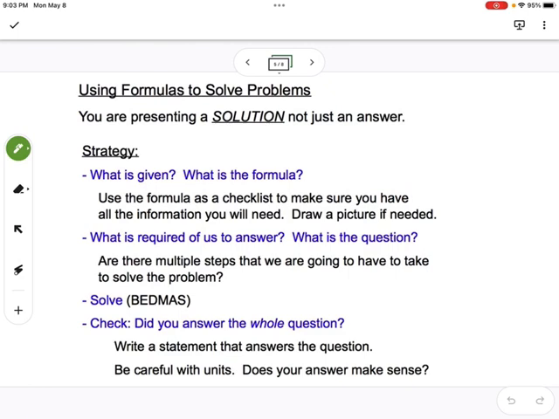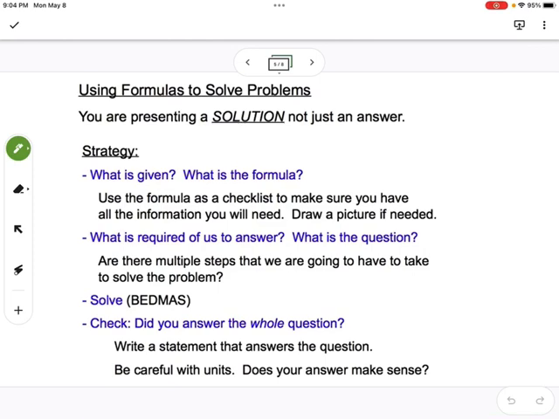Okay, so when we are using formulas to solve problems, you are presenting a solution, not just an answer. So the strategy: what is given, what is the formula? Use the formula as a checklist to make sure you have all the information you will need. You can draw a picture if it helps. What is required of us to answer?